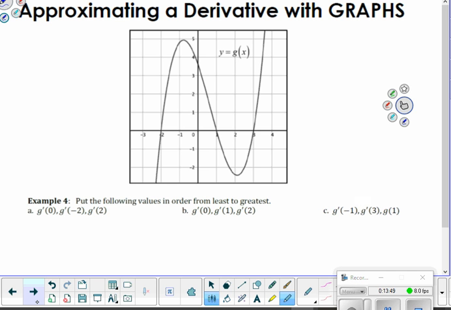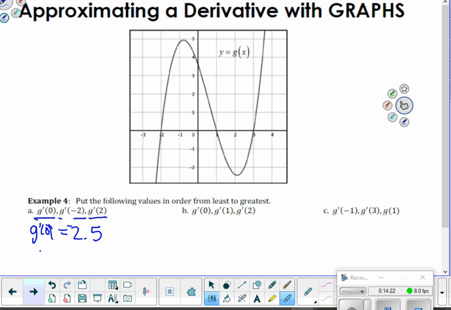Approximating, put the following values in order from least to greatest. So we've got g prime of 0, g prime of negative 2, and g prime of 2. Well, up above, we did some calculating, didn't we? G prime of 0, we calculated out to be about negative 2.5 or 2.6 or something like that. I can't quite remember. I'd have to stretch back.